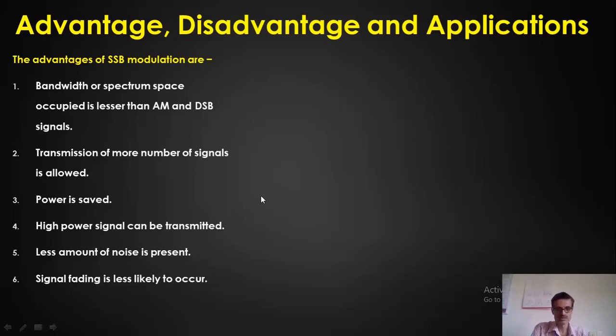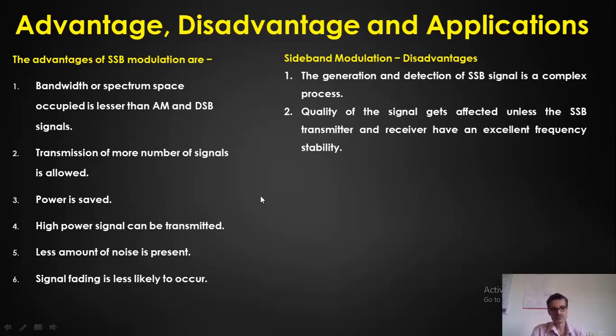Now what is the disadvantage? The disadvantage is that the generation and detection of the SSB signal becomes very complex. We have to use some extra circuits, so it is quite complex. Now the quality of the signal will be affected unless the SSB transmitter and receiver have exact frequency stability. So we should have very excellent frequency stability. It should not vary. If the frequency varies between the transmitter and receiver carriers, then demodulation becomes difficult, because I'm using coherent demodulation for detection of the SSB signal.